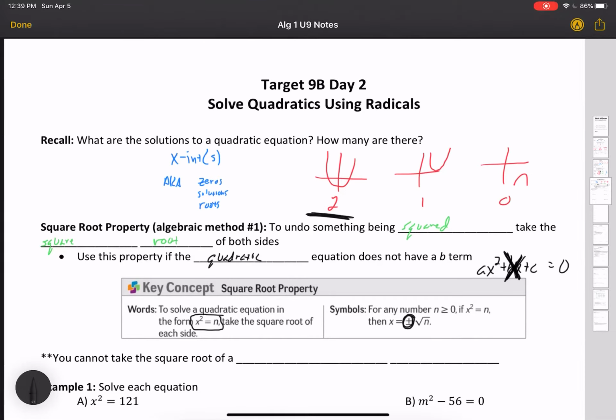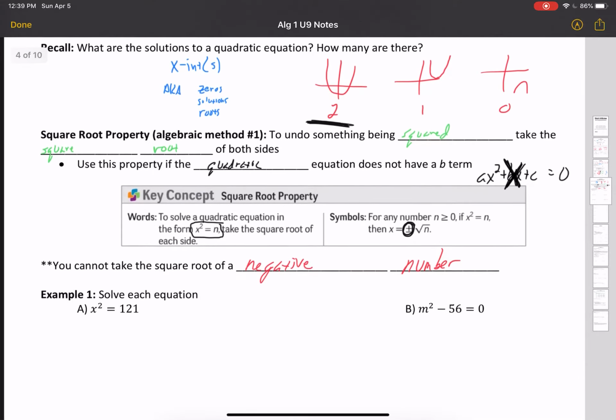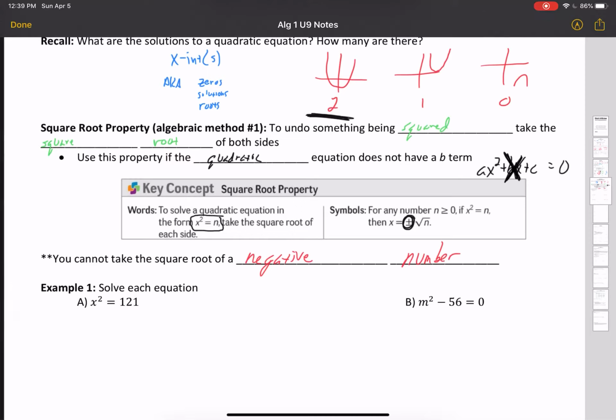Okay? One big key concept is that you cannot take the square root of a negative number. If you try it in your calculator, you're going to get an error message. So if you're taking the square root of a negative number, what actually is going to end up happening is that there are no solutions, which means there are going to be 0 real solutions, which means that the quadratic does not cross the x-axis.